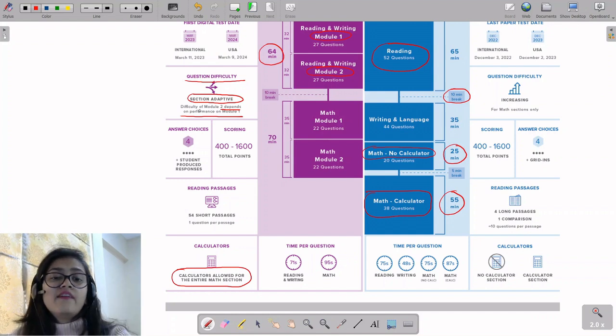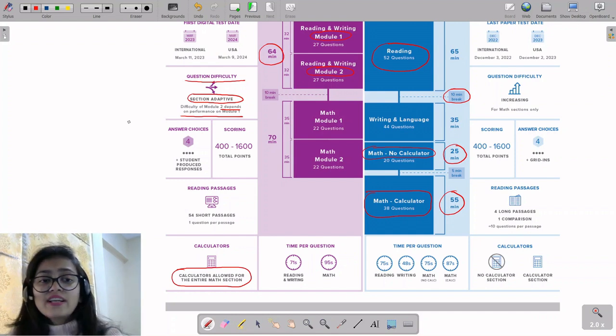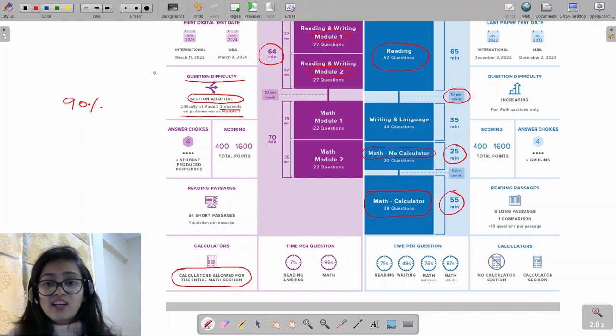But here is the trick. Actually, 90% of your math section's questions can be solved without using the calculator. So if you find yourself using a calculator more often, then understand that you are missing some short trick or you're missing some concept which can be actually used to avoid using calculator. Trust me when I say this, 90% of the SAT math questions can be solved without using the calculator.